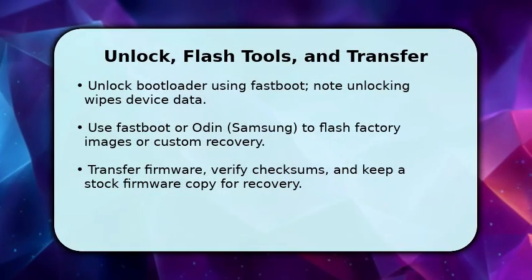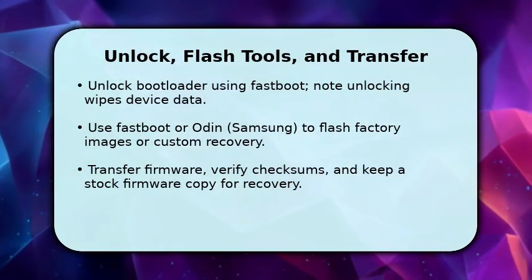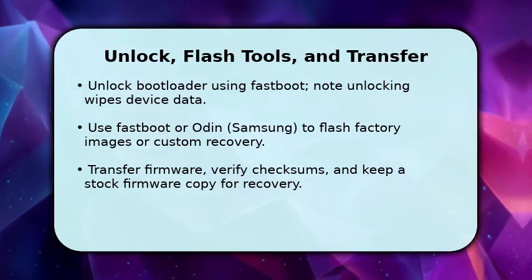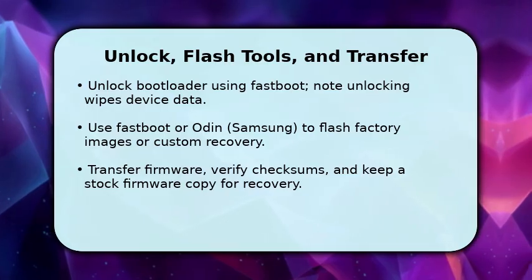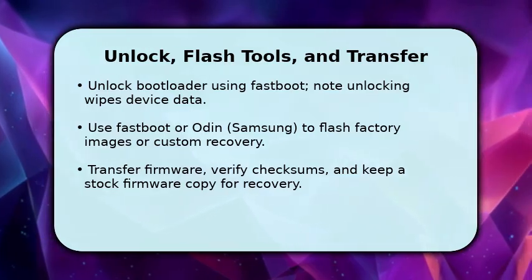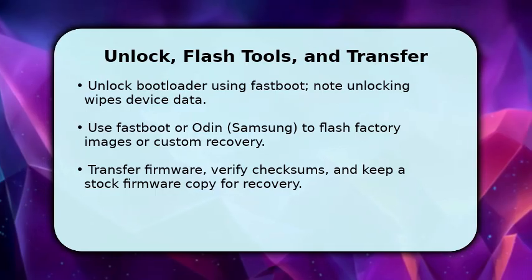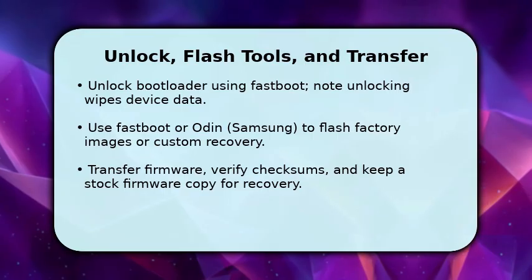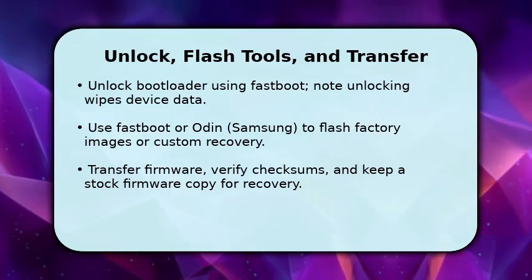You now unlock the bootloader via fastboot. Remembering this action erases user data, so only proceed after backing up. Once unlocked, flash a custom recovery like TWRP or use vendor tools, Odin for Samsung, depending on your device. Use fastboot flash commands for factory images and follow the vendor sequence.